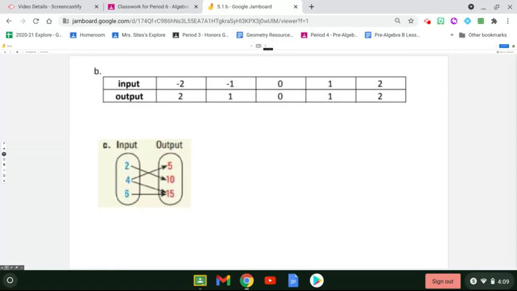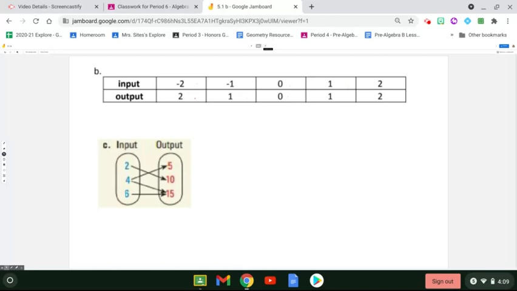All right, let's see what this looks like in a table. All right, so I'm scanning my input values, okay? I'm looking to see if I have a repeat in my input values. That's the big test. All right, everything looks to be okay, but let's just double check. At -2, I have an output of 2. Okay, so the input of -2 has one output. Okay, so that looks okay. -1 has one output. 0 has one output of 0. 1 has one output of 1. And 2 has one output of 2.